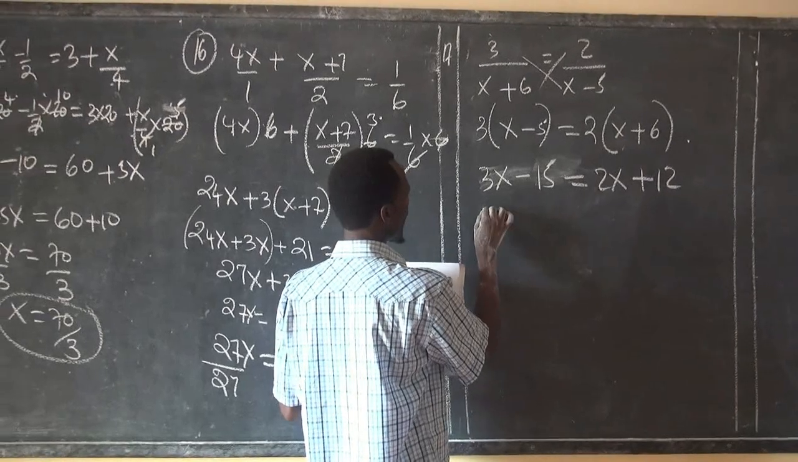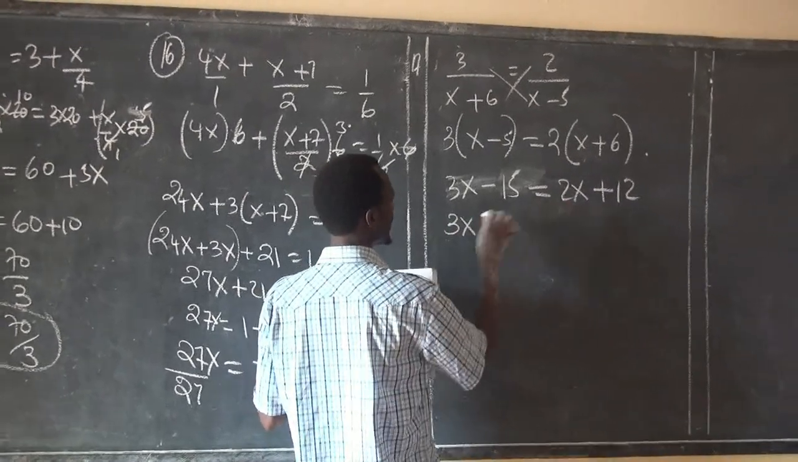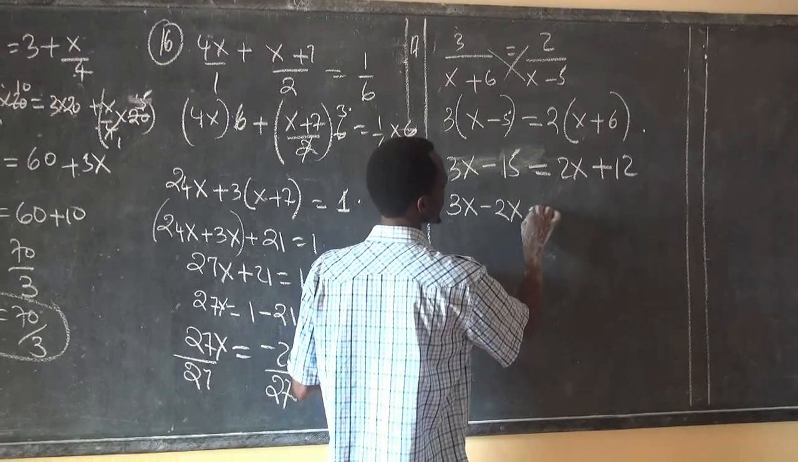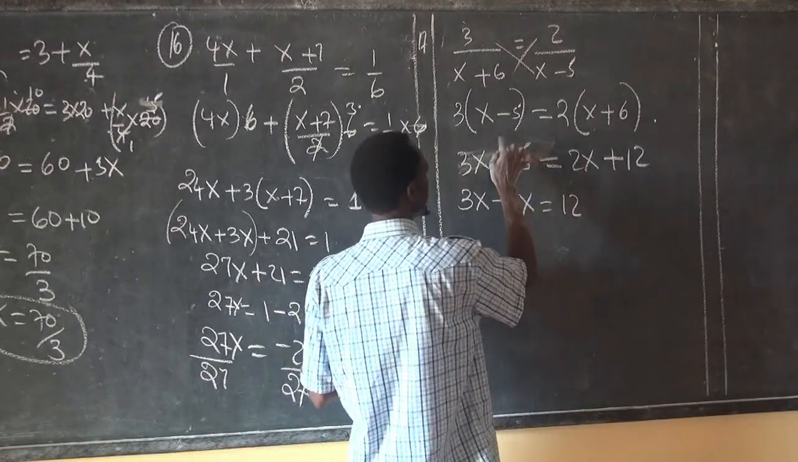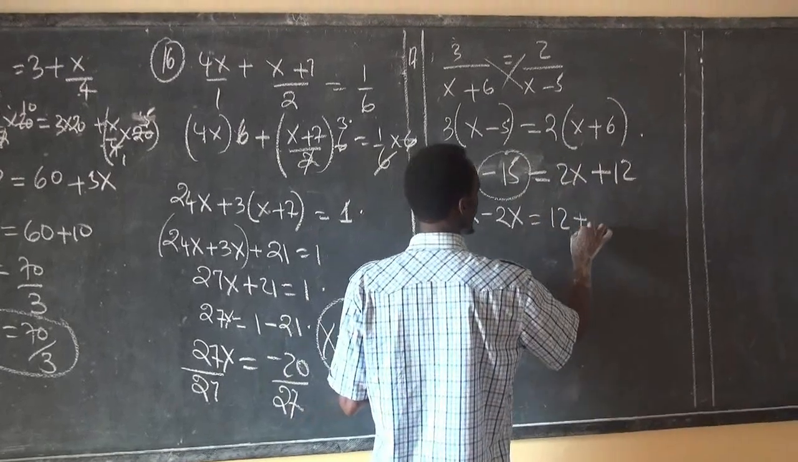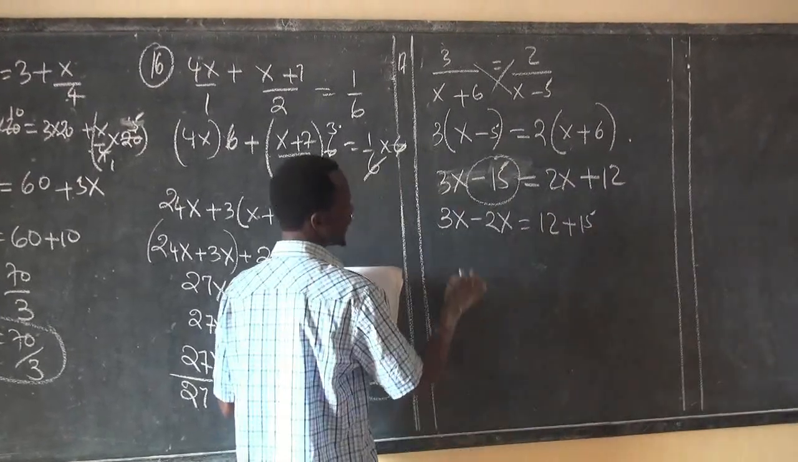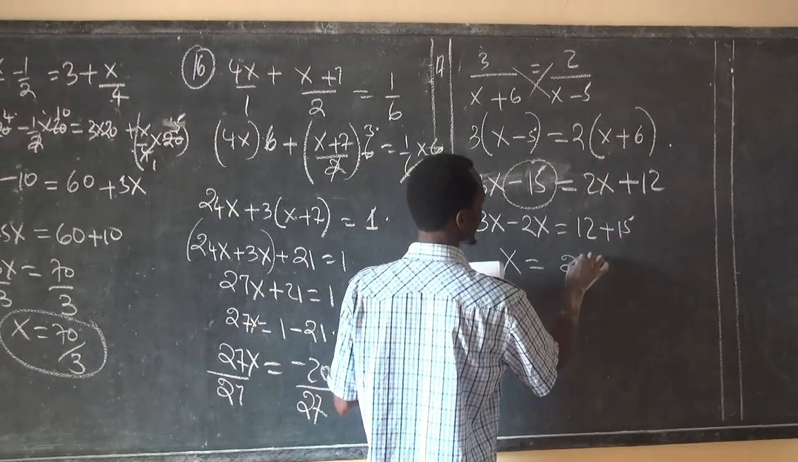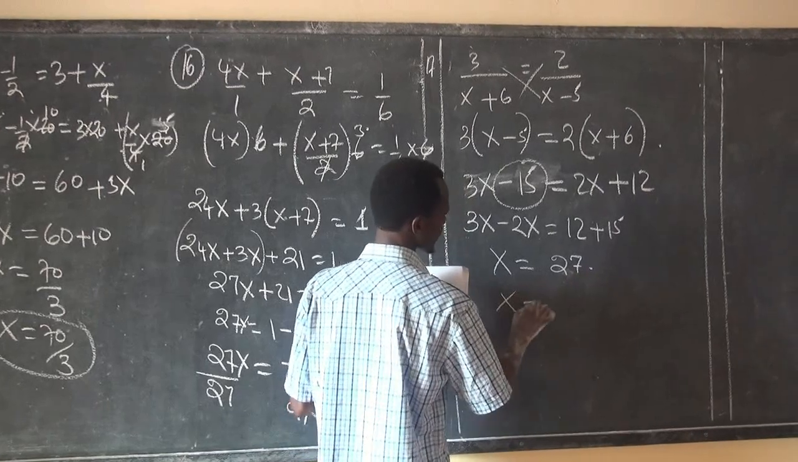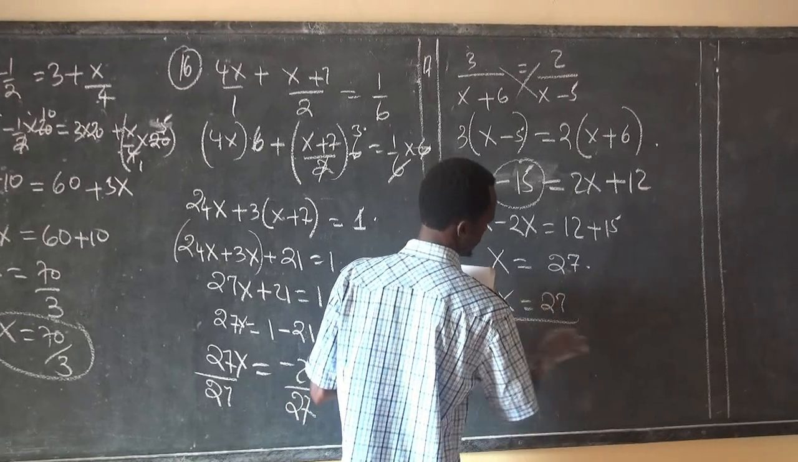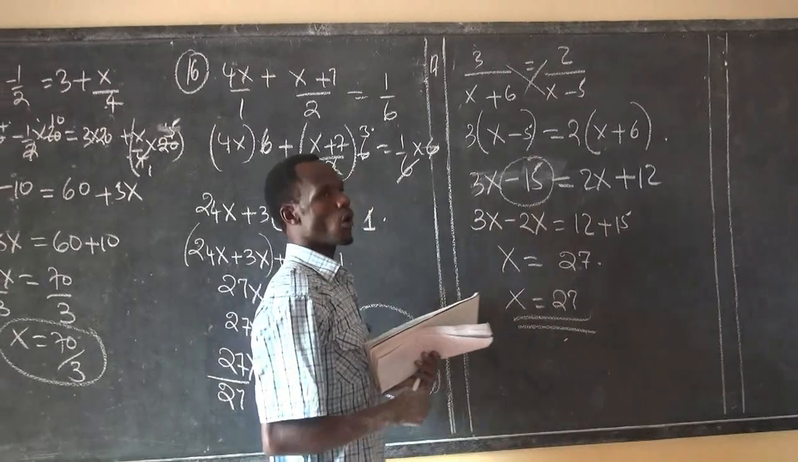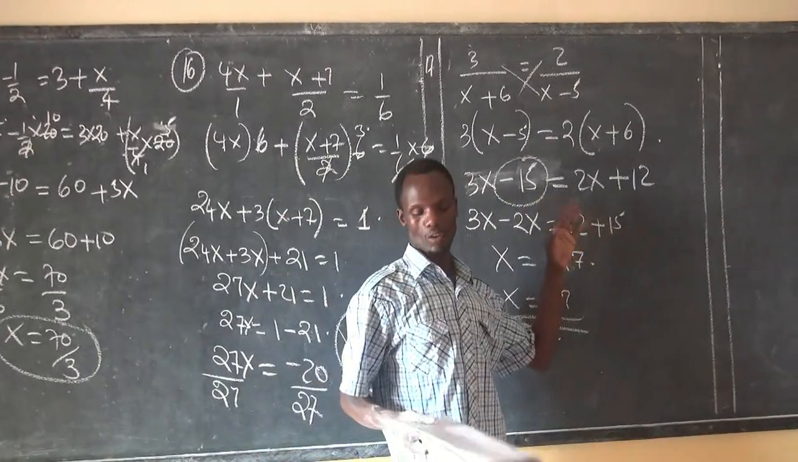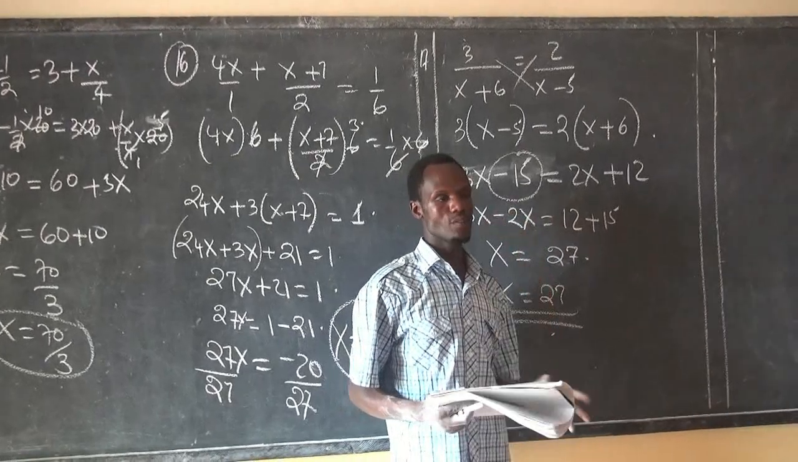Now, collecting the like terms: 3x minus 2x is equal to 12, then this negative 15 becomes positive 15. Then x is equal now to 27. Now the value of x is equal to 27. So this is all about algebraic equations with fractions.